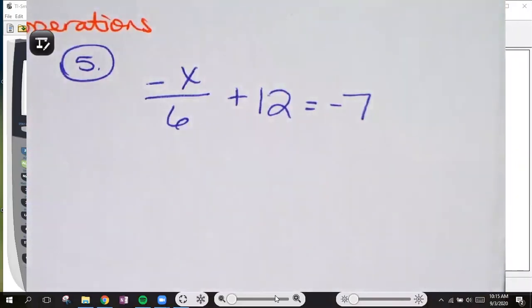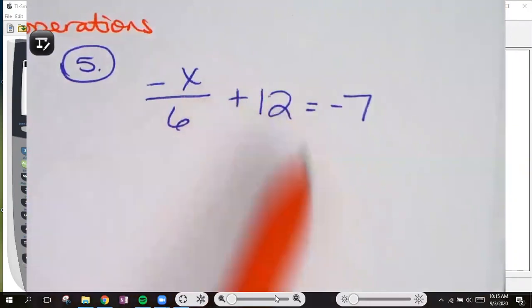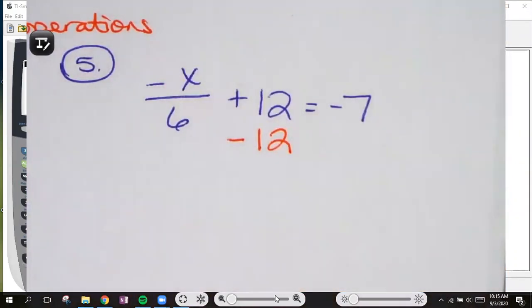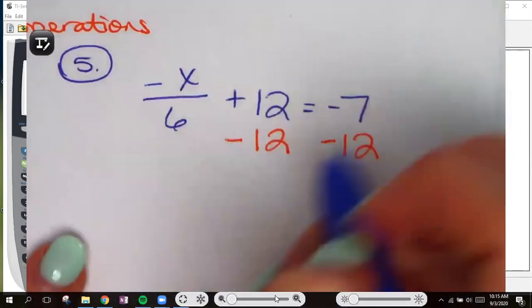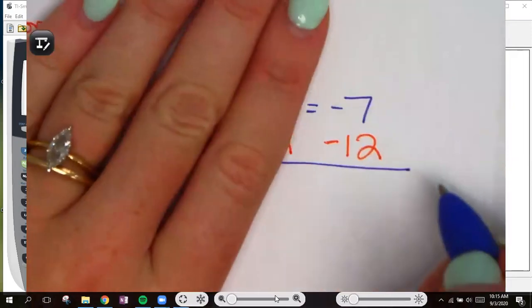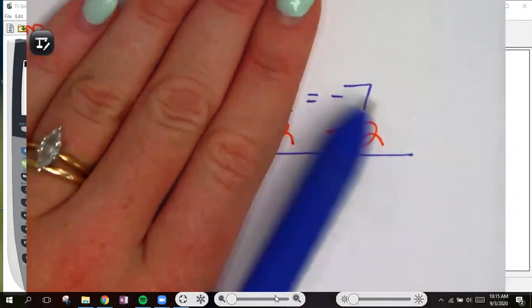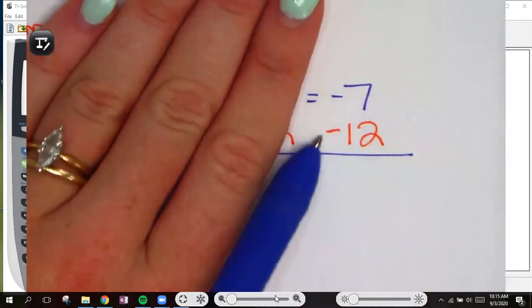Okay, our goal: get the x by itself. So I start with the term that is farthest away. I'm trying to get rid of this plus 12. How do I get rid of plus 12? You subtract. I subtract 12. If I do it to one side, I have to do it to the other. Now, how would you type that into your calculator? Negative 7 minus 12. That is not negative 7 minus negative 12.